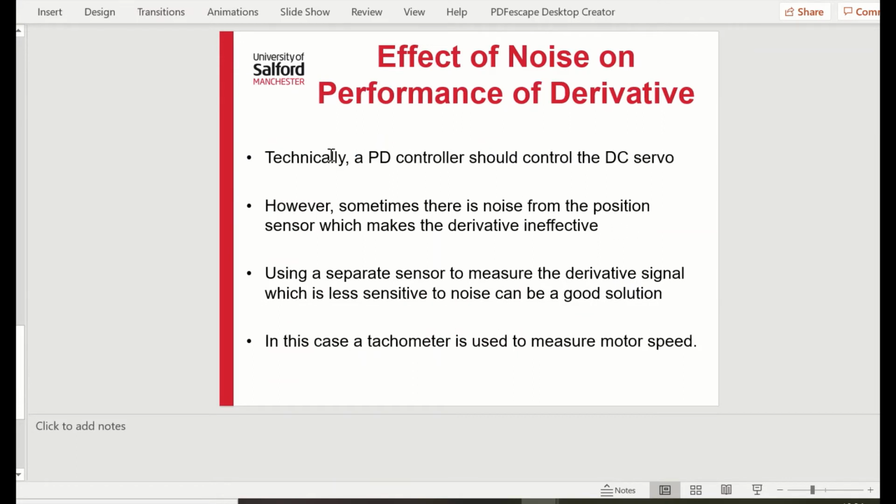So technically, you can use a PD controller to control a DC servo. However, sometimes there's noise on the position sensor, which makes the derivative of noise ineffective. So to get rid of this problem, we can add in an additional sensor to get a derivative signal. And in this particular case, it's called a tachometer, and it's basically a speed measuring device. So it costs you a bit more because you've got to have two sensors now, but you might get a better performance from your servo.